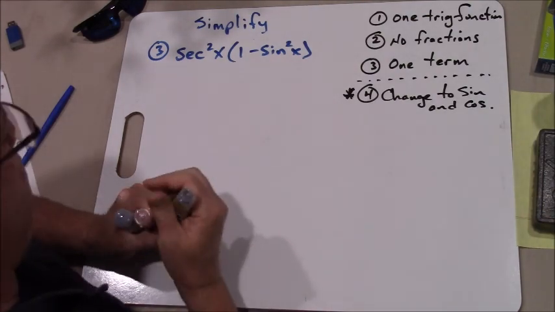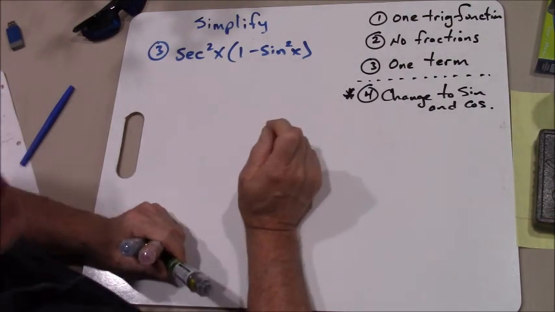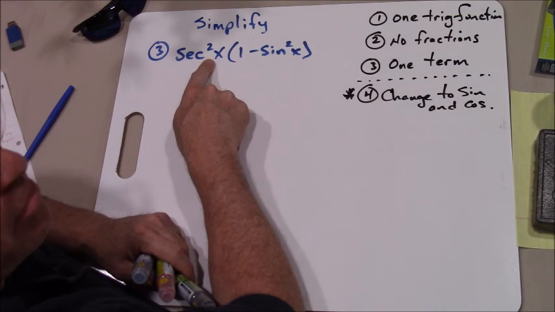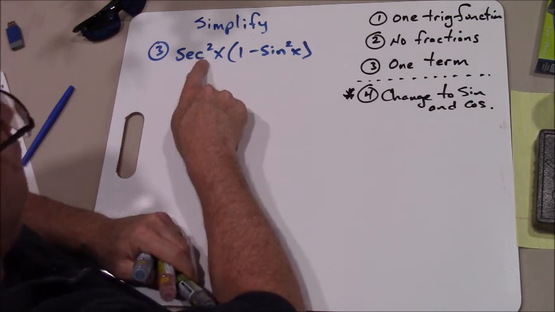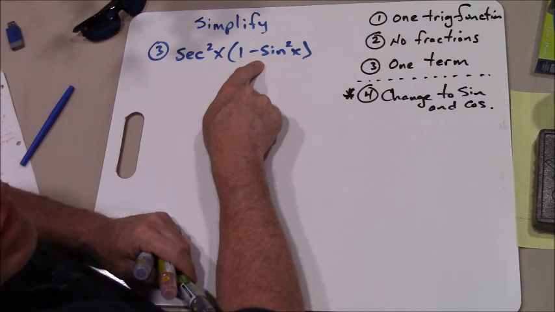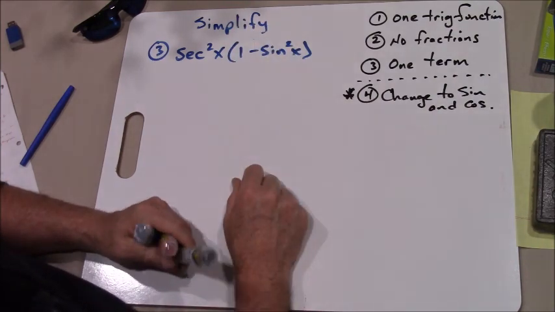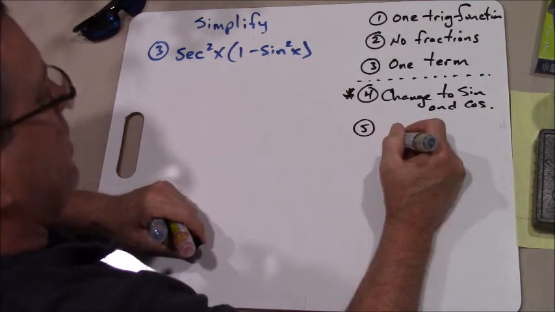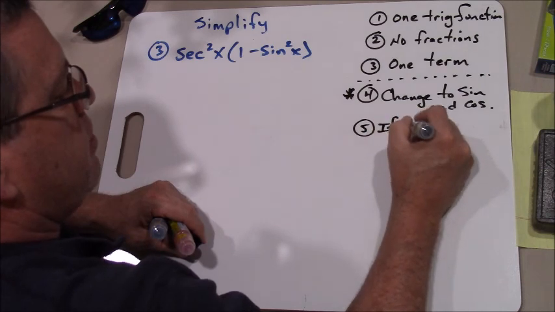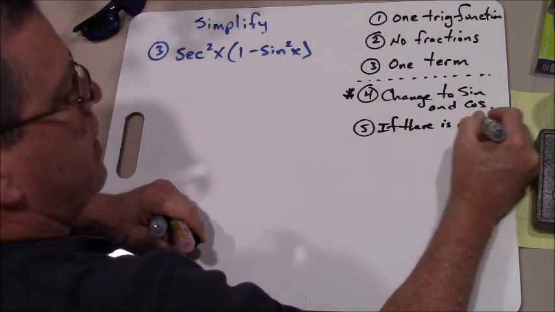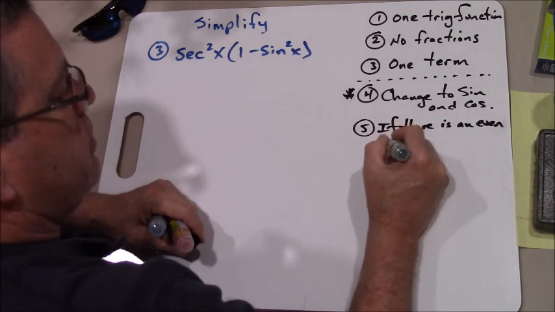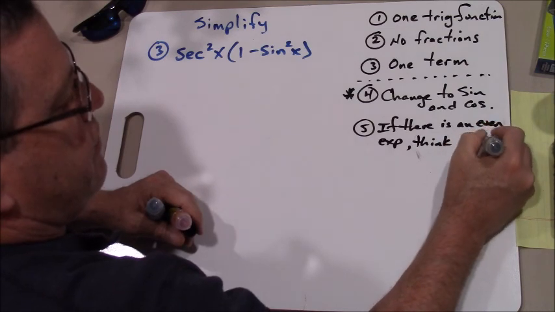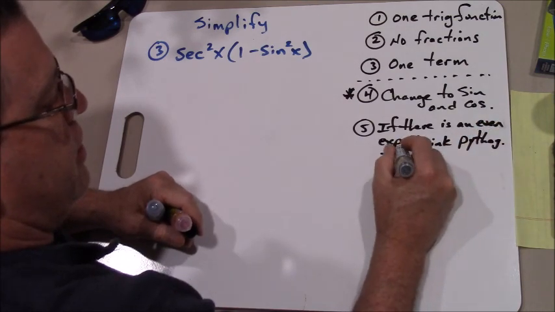So I'm going to write down another strategy, because one of the first things I see when I look at this is there's an exponent of 2. And really this would apply to any even exponent. Whenever I see that, I want to think of one of those 3 Pythagorean identities that we just took a look at. So this will be another strategy. We'll call it number 5. If there is an even exponent, think Pythagorean identities.